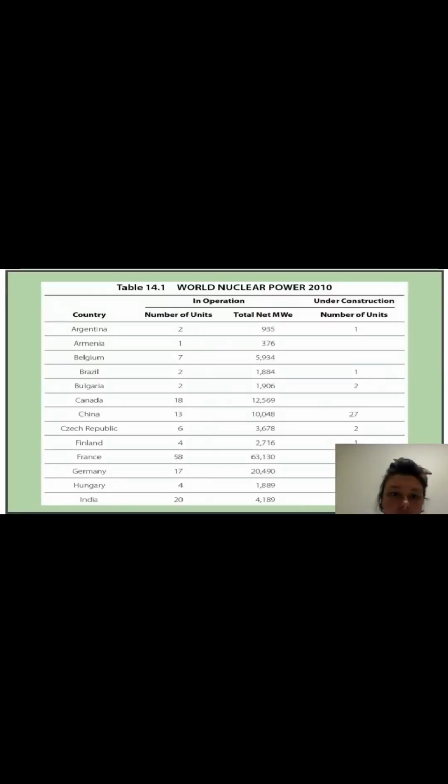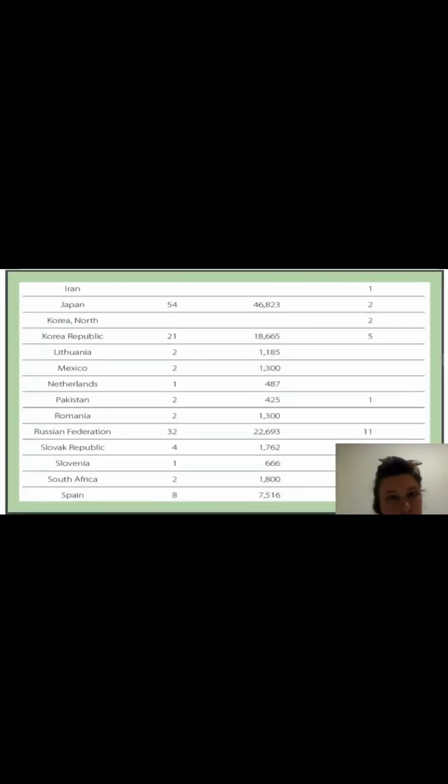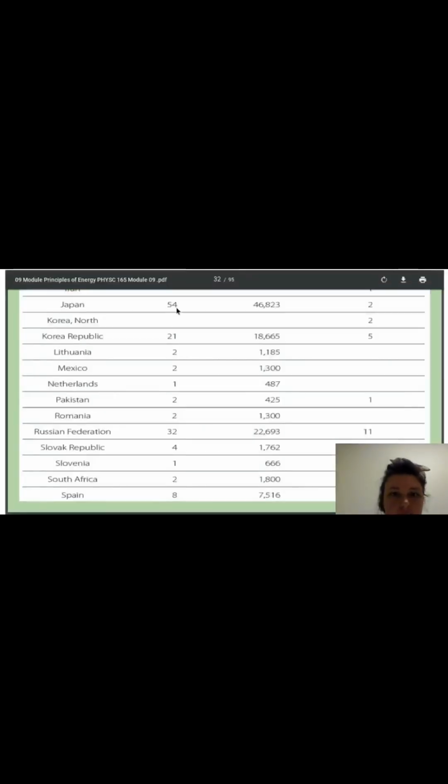Here's that list. So, 58. I was off by 2. So 58. Japan also has a very high number. So 54, Japan. So it's pretty much United States, France, Japan, and then Russia have the most in listing order of top 4.